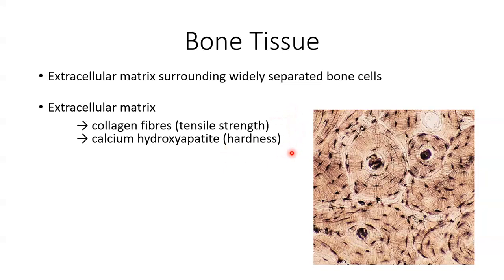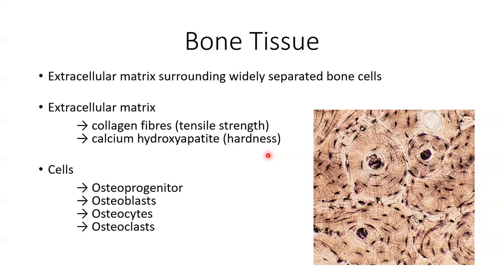Now, both of these components of the extracellular matrix are really important for giving bones their strong property. If we didn't have the collagen fibers, bones would be really brittle and they would shatter quite easily. And if we didn't have the calcium and the phosphorus, our bones would just flex and they'd provide very little support, particularly when the muscles pull on them to create that movement. Now, within bone tissue, there are 4 different types of those specialized bone connective tissue cells. We have osteoprogenitor cells, we have osteoblasts, osteocytes, and osteoclasts.